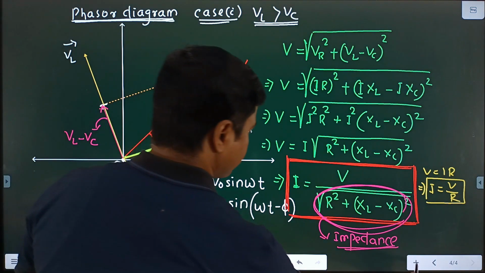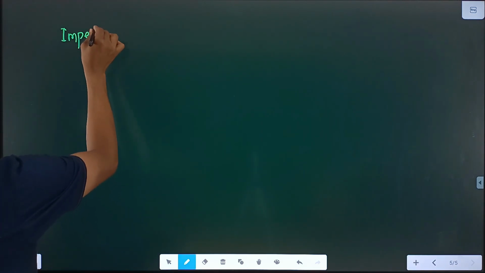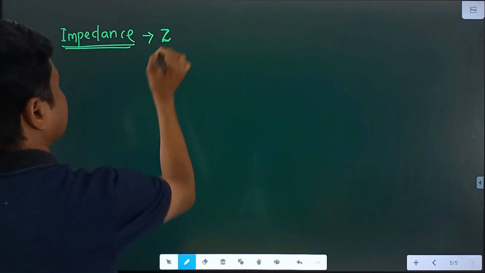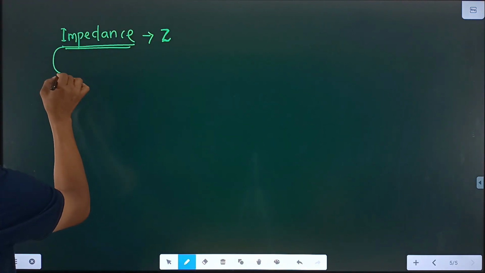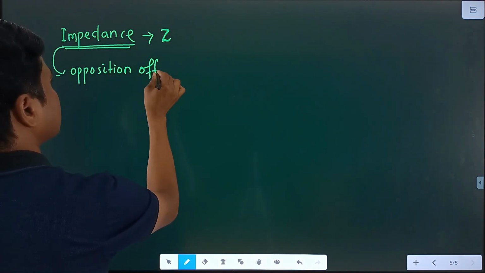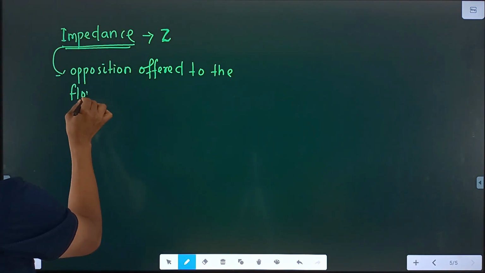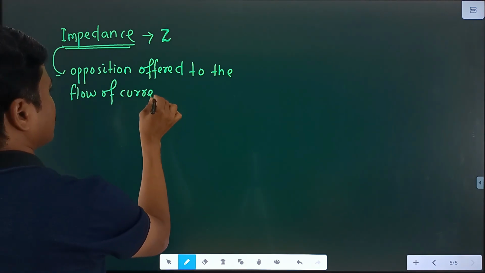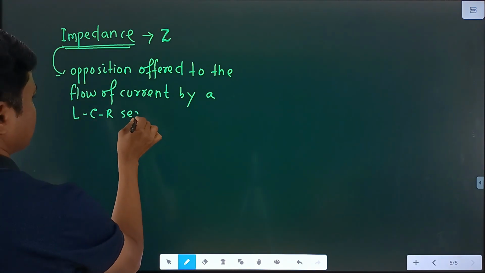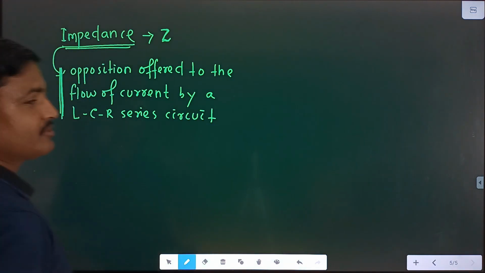For impedance we write the symbol Z. Z means the opposition effort to the flow of current by a series LCR circuit, clear? This is the definition of the impedance.